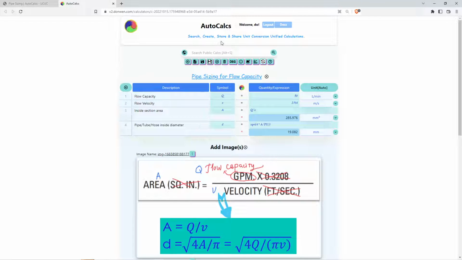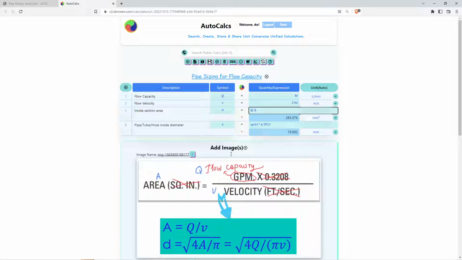So I created this calculation. As you can see here, in order to size the diameter of your pipe or tube or hose, what I need is D. In order to get D for a pipe, we need to get the area. We know that in hydraulic calculations, the flow area in a pipe equals the flow capacity divided by the speed or velocity of the flow.